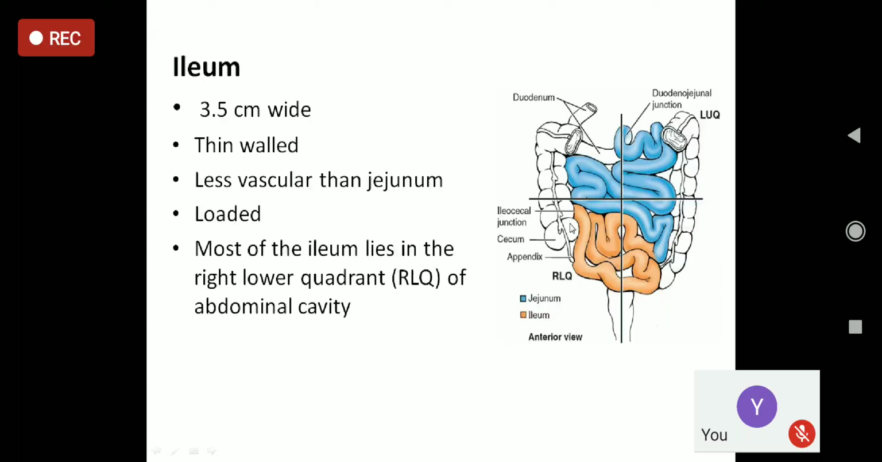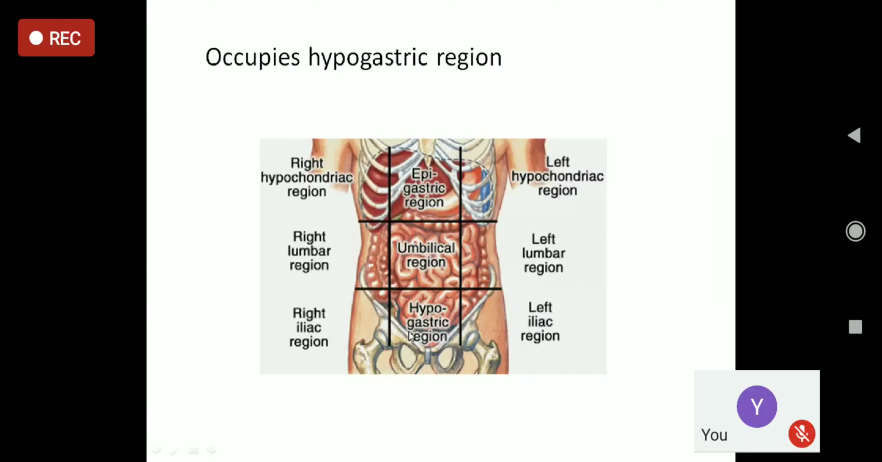So here you can see, this is cecum here. This is also on the right side, and this is the ileum. Now, among these 9 regions, it mainly occupies the hypogastric region. So this is the hypogastric and some part of the right iliac region.